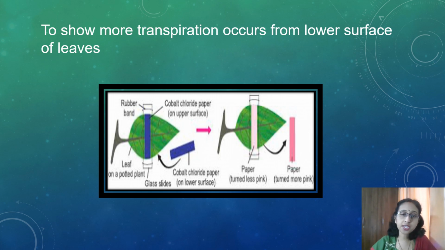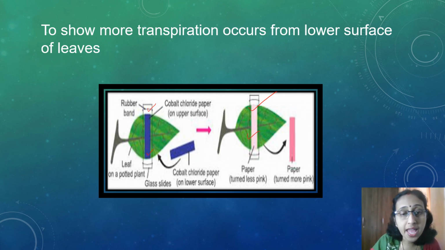So what we have done here is take leaves of either a balsam or China rose plant. These two leaves should be attached to the plants. You should not detach the leaves from the plants. Then we have taken a glass slide, and to that we have stuck cobalt chloride paper. So the cobalt chloride paper is stuck.